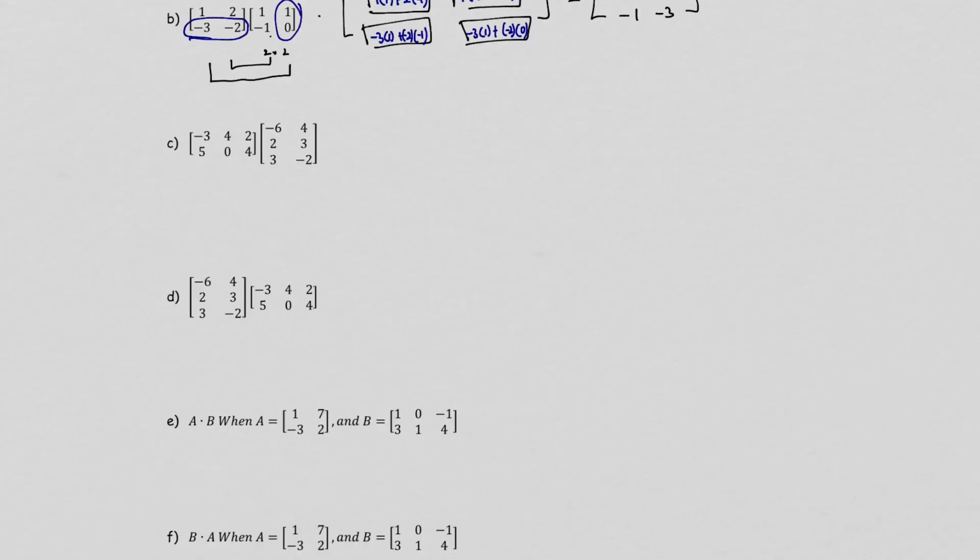What about this one? C. The first thing I wanted to do is make sure the inner values are the same. You have to have the same inner value in order to do the multiplication. So this is going to be a 2 by 3 matrix. This is a 3 by 2 matrix. So because this 3 is the same value, we should be able to do the multiplication. And your solution matrix is going to be a 2 by 2 matrix. Okay. So then I can build my matrix.